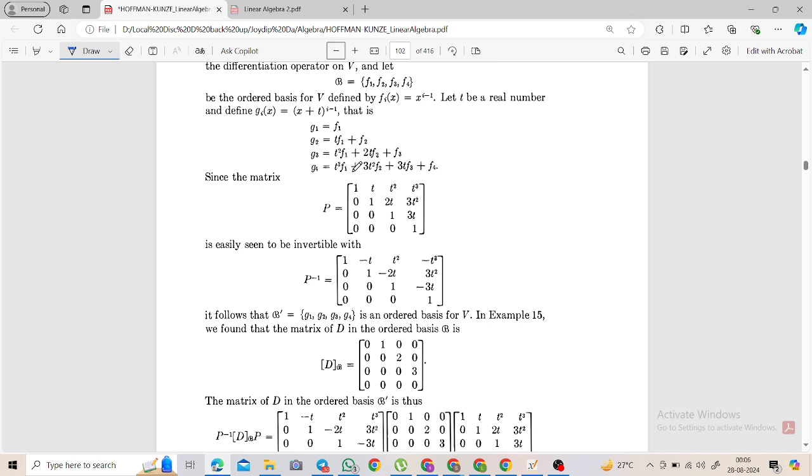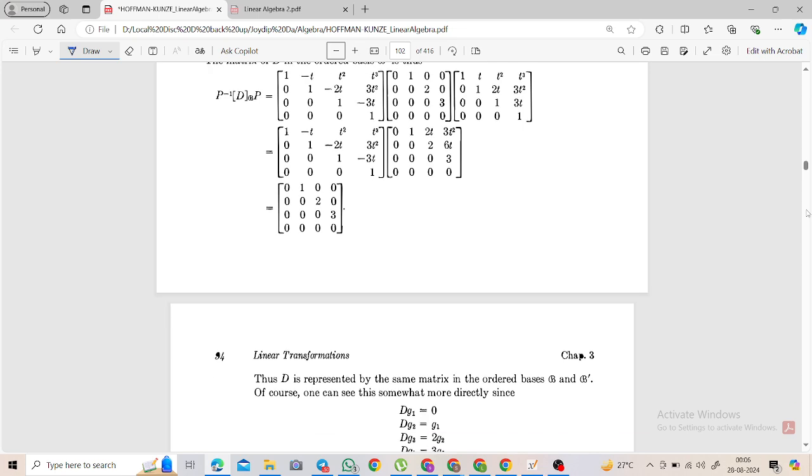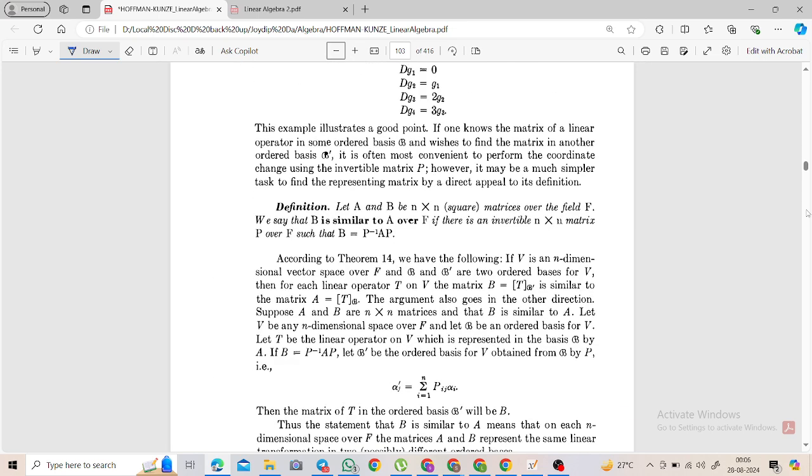Okay, so the next thing we do is, there is a definition of similar matrices. We are going to do a lot of things with these definitions. A, B are square matrices over the field F. We say that B is similar to A over F if there is an invertible n cross n matrix P over F such that B is P inverse AP.